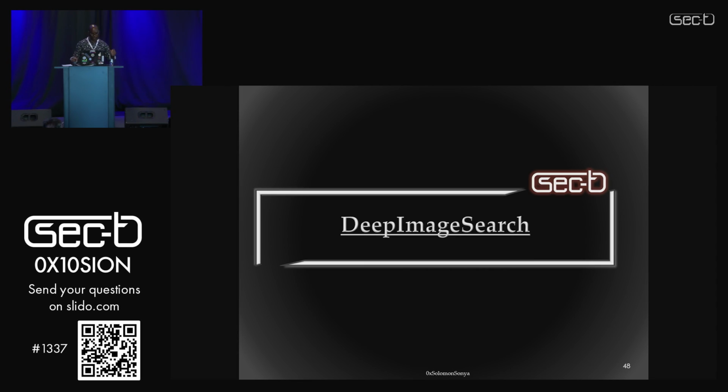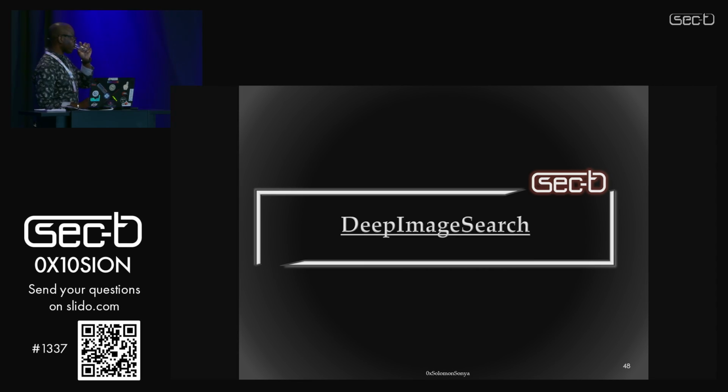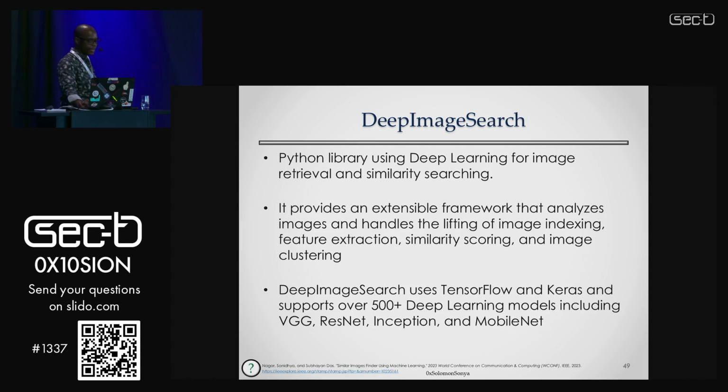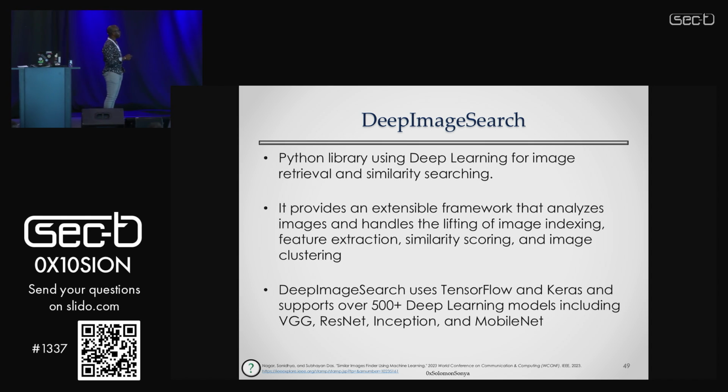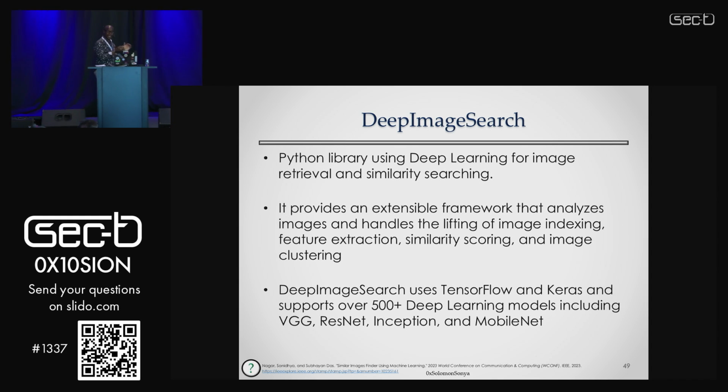Okay, I want to introduce you to Deep Image Search. This is a framework that has multiple convolutional neural networks built in. As I mentioned, I want this to be as applicable as possible, so in your environment, you can search, you can Google, what is Deep Image Search, and then you can see how you can use different models within this framework. Here I'm just saying it's a Python library that uses deep learning for image retrieval and similarity searching. So we can use this as a framework of many other models together, in a unified manner, to do our malware classification and detection in the future.